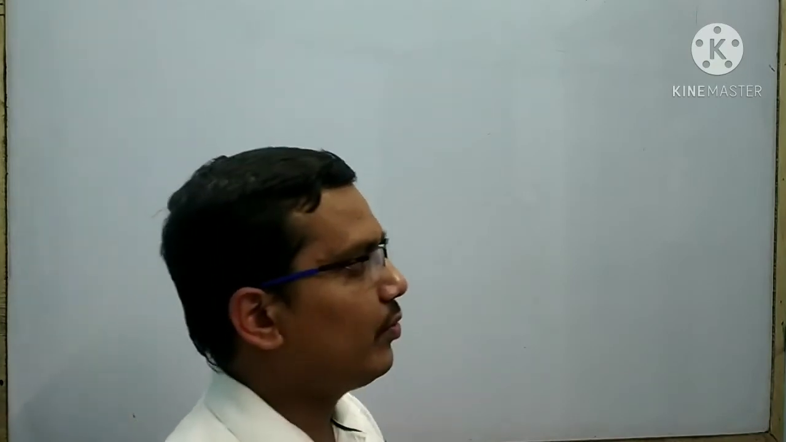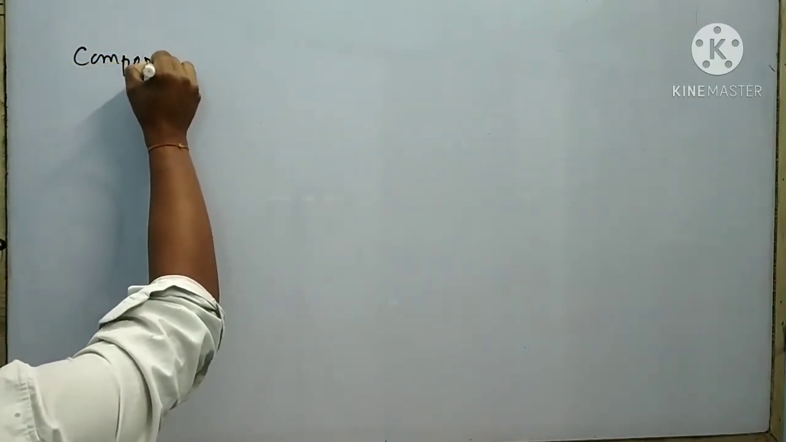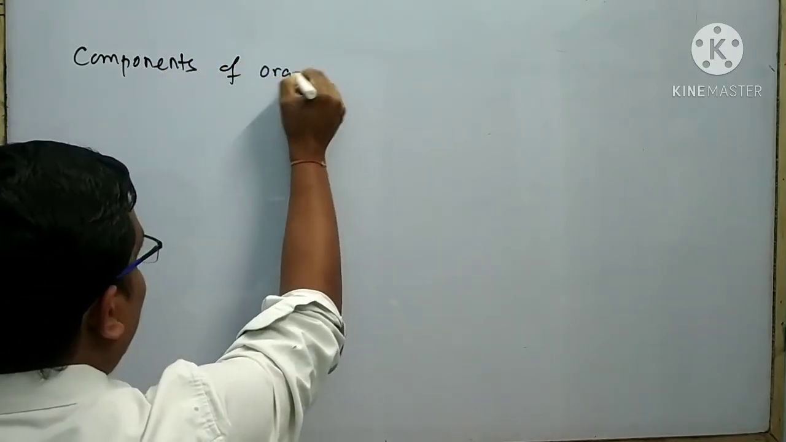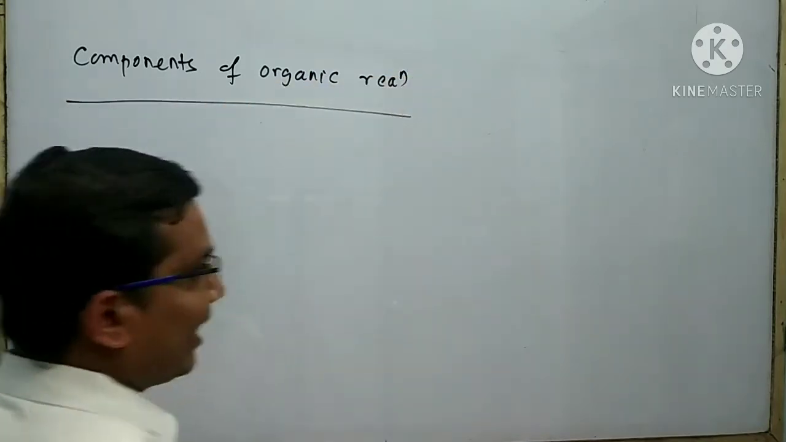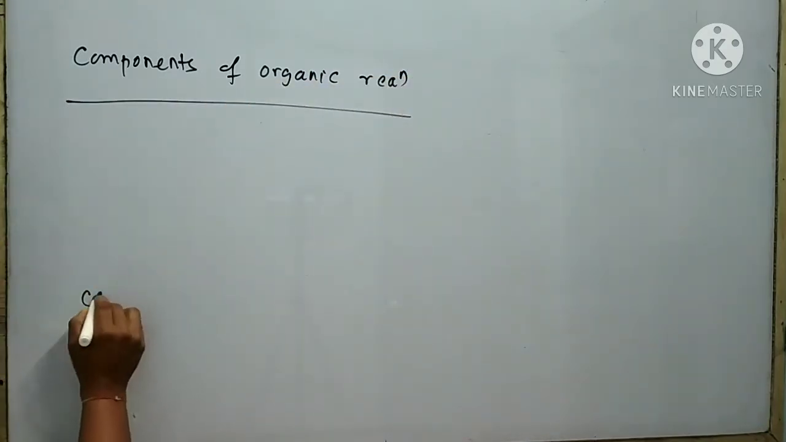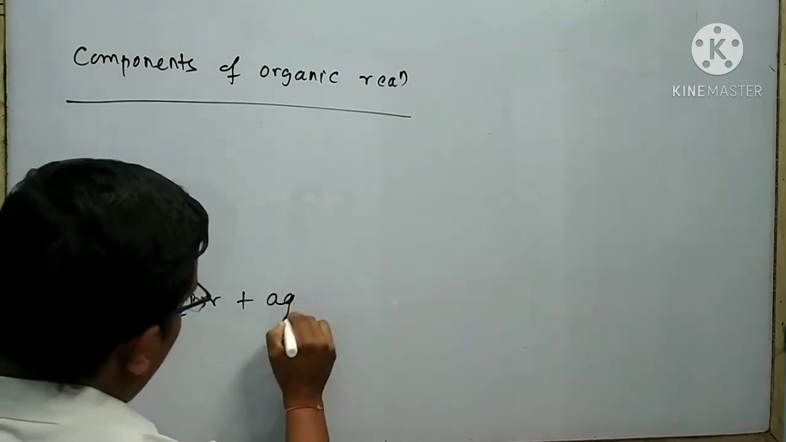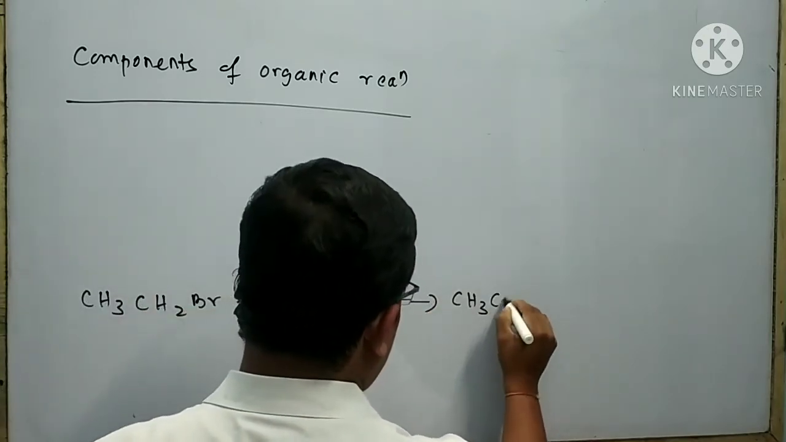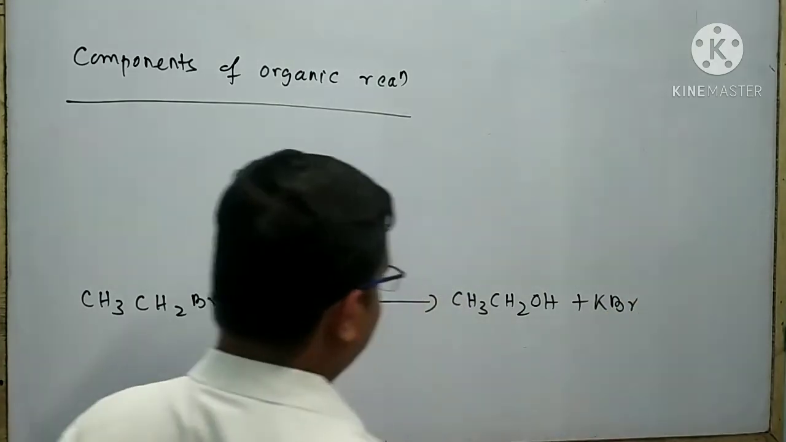Now I am going to discuss the components of organic reaction. Suppose we take an organic reaction: CH3CH2Br plus aqueous KOH gives CH3CH2OH plus KBr.